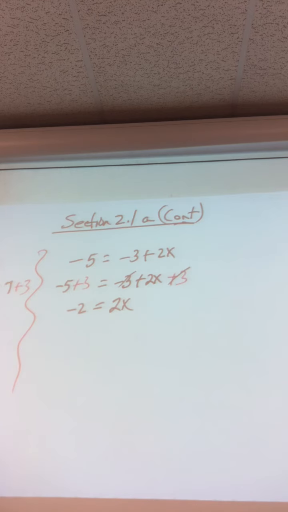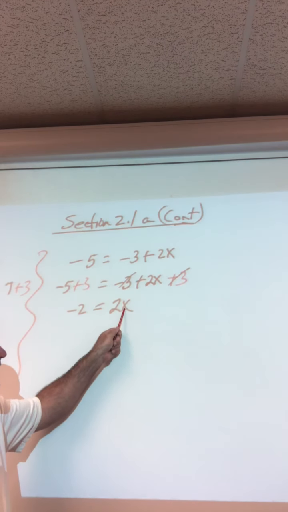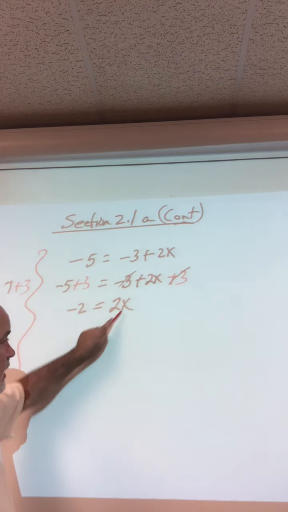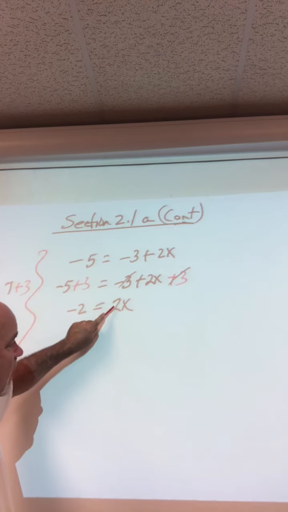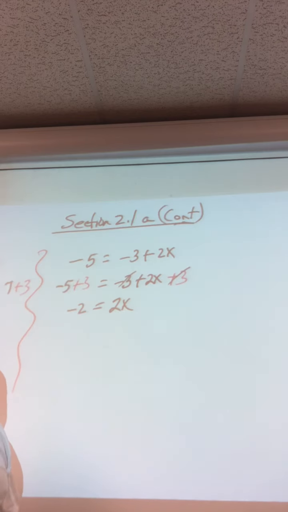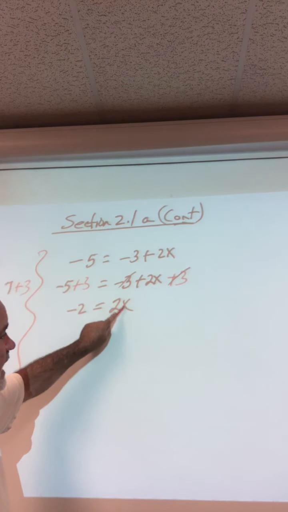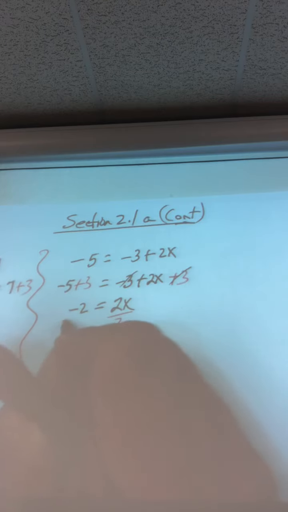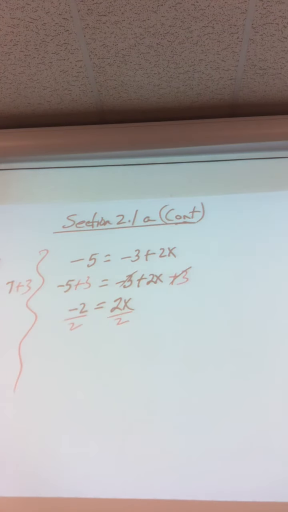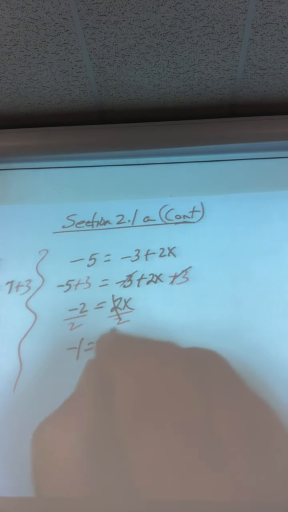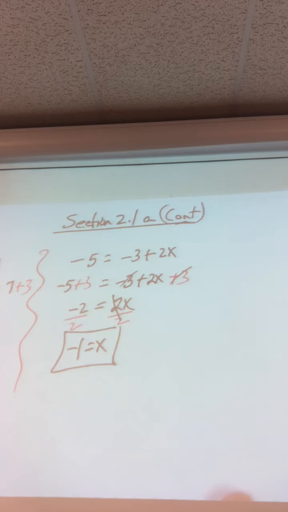Now, is this solved yet? No. The reason is the x has to be by itself in order for it to be solved on one side. So I have to get rid of this 2. Well, this is not 2 plus x. If this were 2 plus x, I would subtract 2 from both sides. But this is 2 times x. This is that coefficient we were talking about. So what I need to do to get rid of that coefficient is divide. But whatever you do to one side, you have to do to the other. And when I do, the 2's over here cancel. And so I'm left with negative 1 is equal to x.